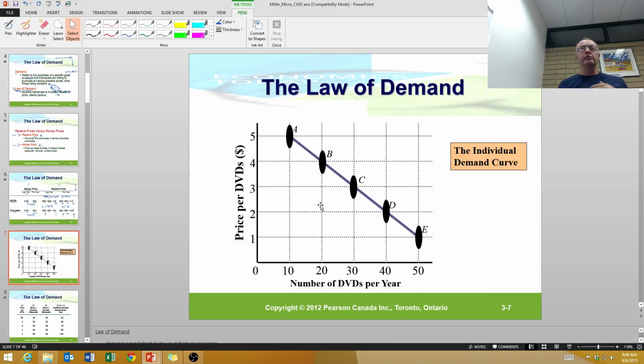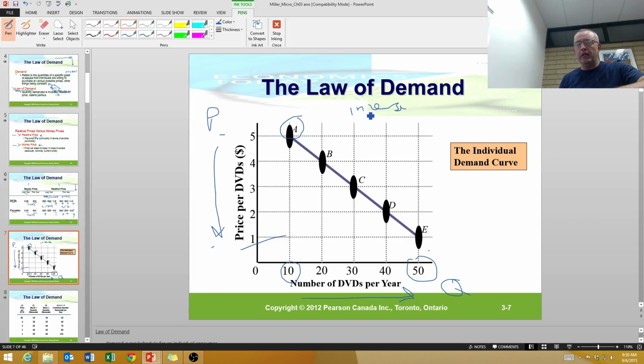Okay, so now off we go to our demand curve here. So as we mentioned before, there's an inverse relationship between prices and quantity demanded. Here's our price, here's our quantity. As prices come down, if we start at point A here, we initially demand 10 DVDs per year. As prices come down from $5 to $1, the quantity demanded increases. So when prices are only $1 per DVD, we demand 50 per year.